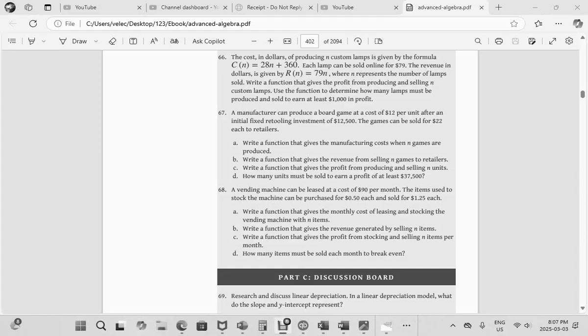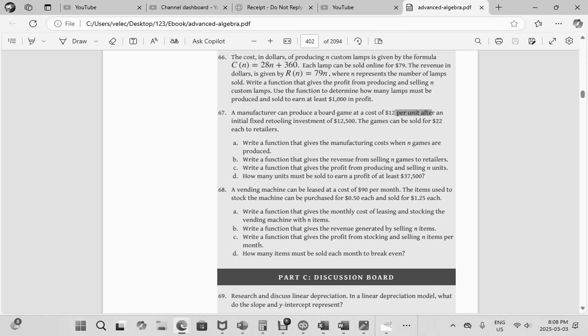Okay, so let's start with number 67. A manufacturer can produce a board game at a cost of $12 per unit after an initial fixed retooling investment of $12,500. The games can be sold for $22 each to retailers. Part A: write a function that gives the manufacturing cost when x games are produced.